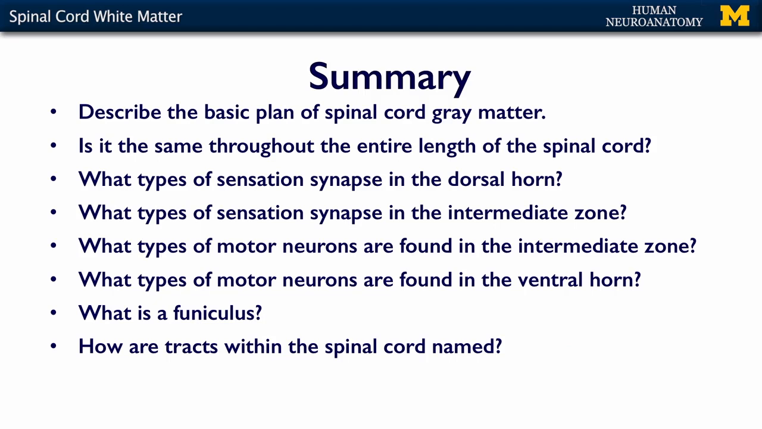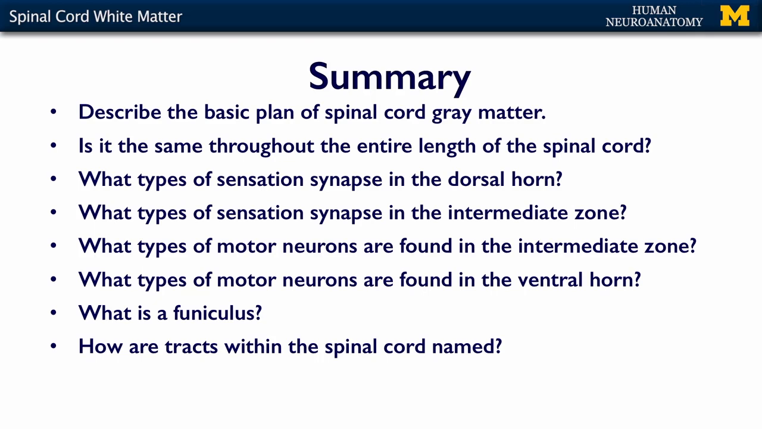So in summary, what I want you to take away from this series of short lectures is I want you to be able to describe the basic plan of the spinal cord gray matter, i.e. dorsal and ventral horns and intermediate zone. Is the spinal cord exactly the same all the way up and down? Yes or no? And why?